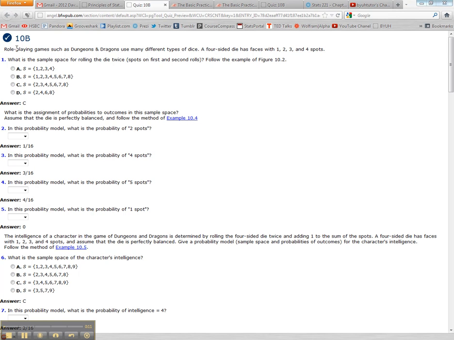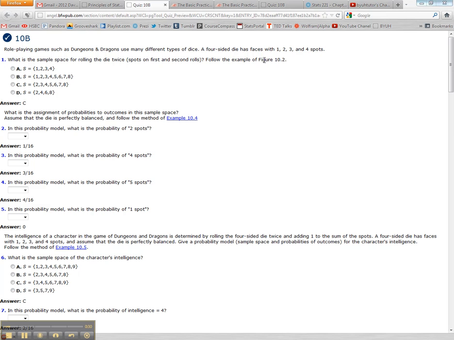It says, role-playing games such as Dungeons and Dragons use many different types of dice. A four-sided die has faces 1, 2, 3, and 4 spots. So what is the sample space for rolling the die twice? Spots on the first and second rolls. Follow the example of figure 10.2.